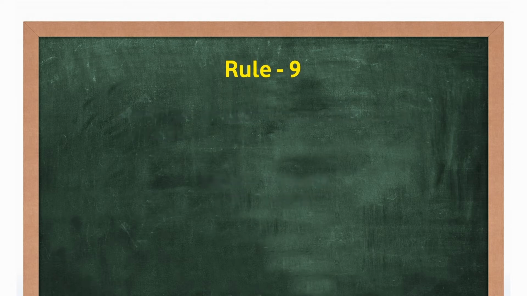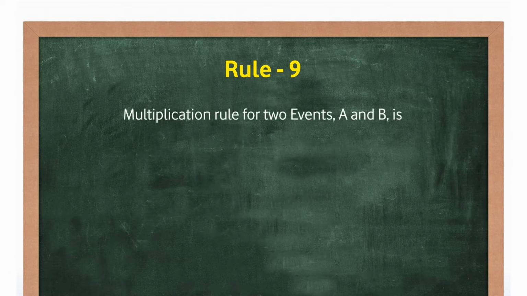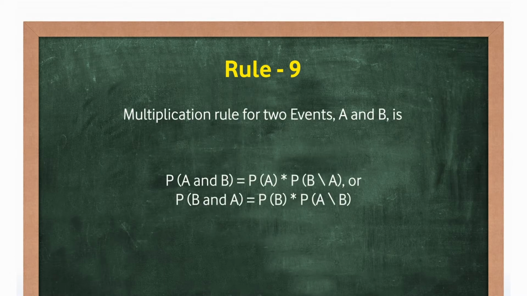This probability rule 9 is more about the multiplication rule of two events. Probability of A and B equals probability of A multiplied by probability of B given A, or probability of B and A equals probability of B multiplied by probability of A given B. So these are the different rules which are there.